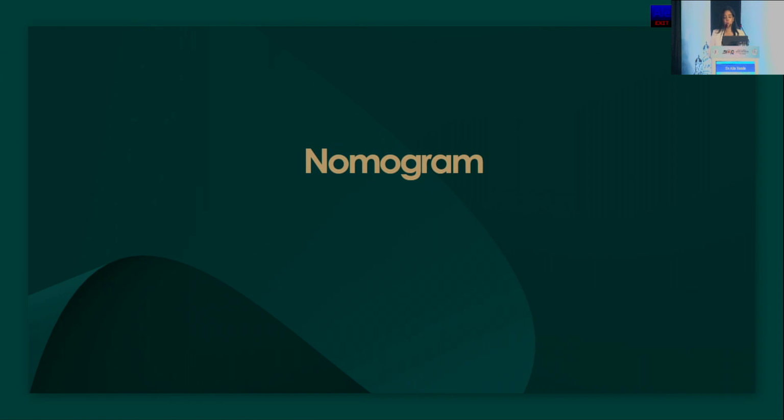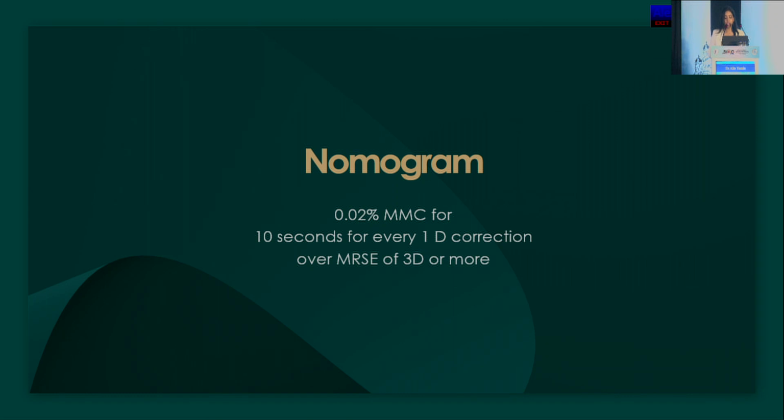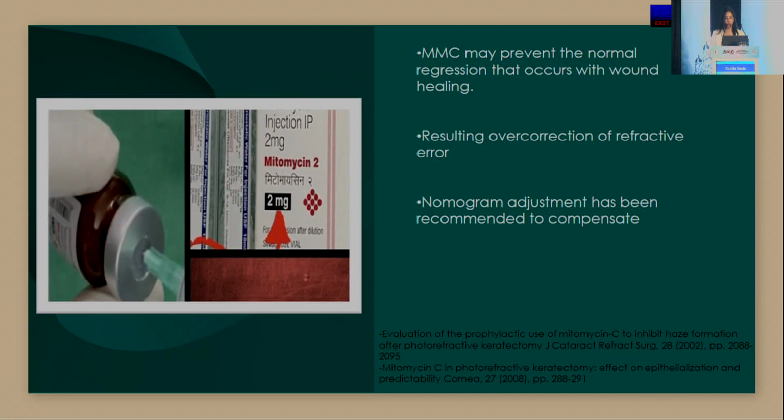The nomogram that we follow at our center is we use 0.02% MMC for 10 seconds for every 1 diopter of correction over a spherical equivalent of 3 diopters or more, followed by copious irrigation. And according to our nomogram, the results have been great, and no corneal haze has been seen in any of the patients so far.